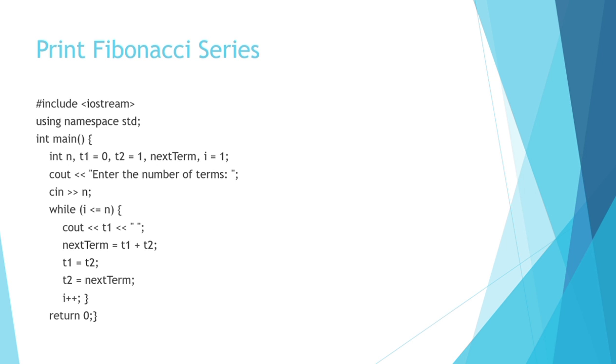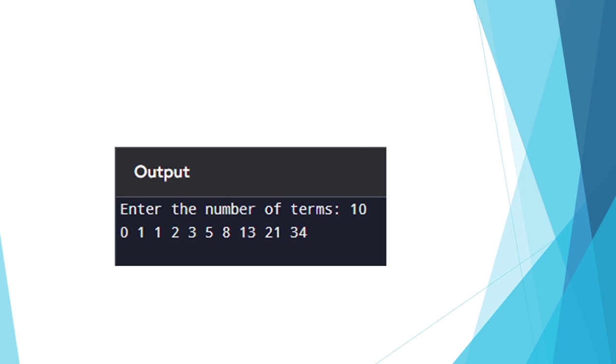First, it prints t1 equals 0, the first term. Next, it prints t1 equals 1, the second term. Then it prints the subsequent terms by adding the previous two numbers together. next term equals 0 plus 1 equals 1, t1 becomes 1, and t2 becomes 1. The next term is next term equals 1 plus 1 equals 2, and so on. After successful execution, the output will be like this.